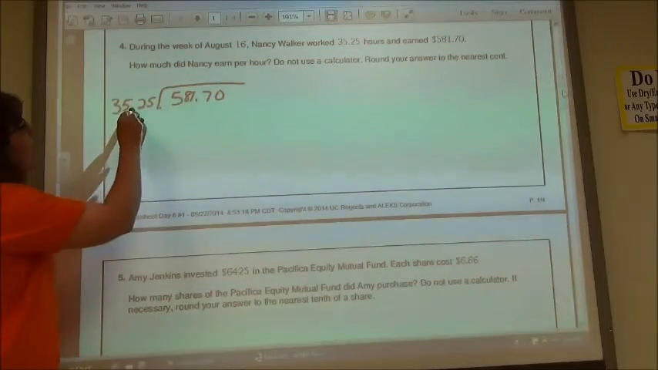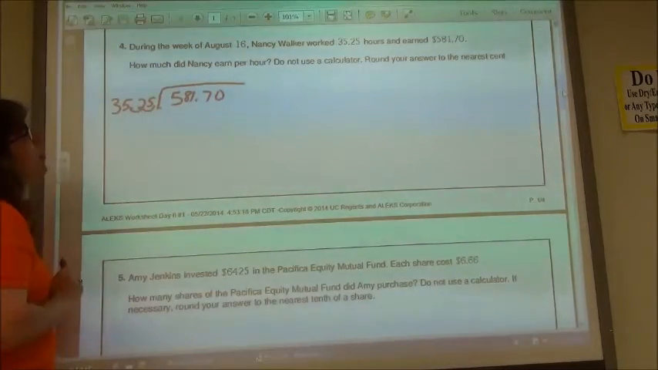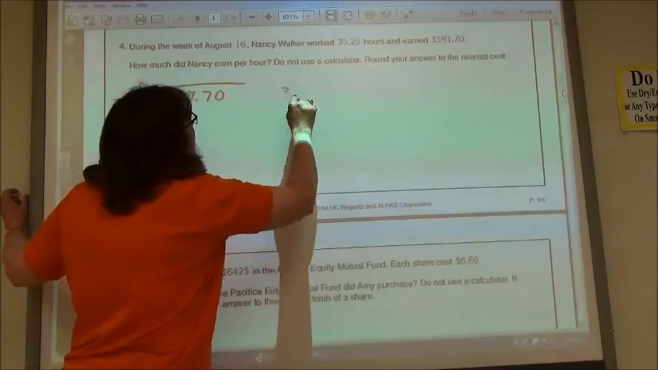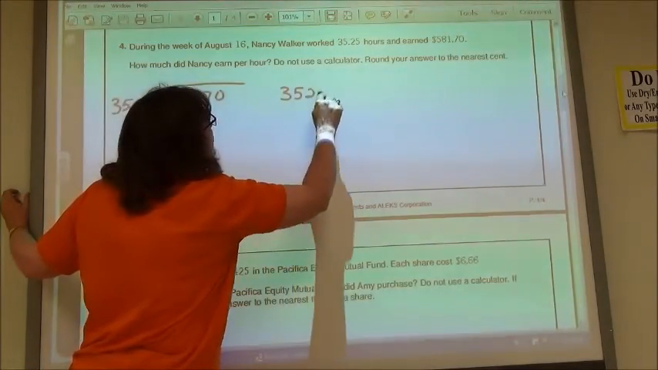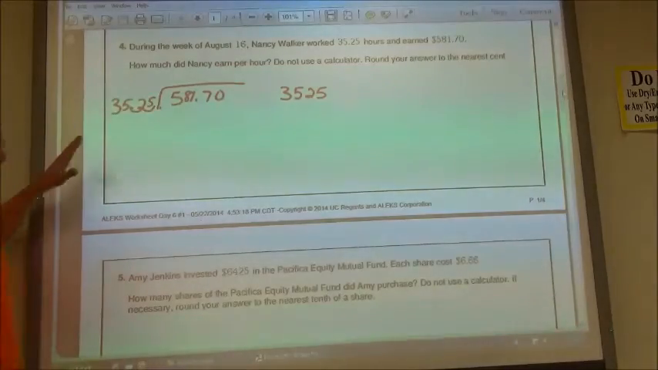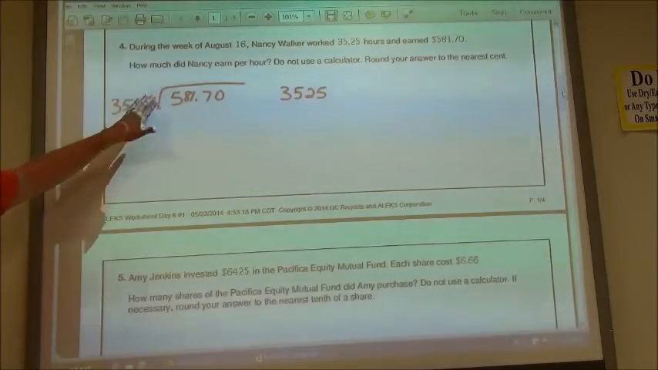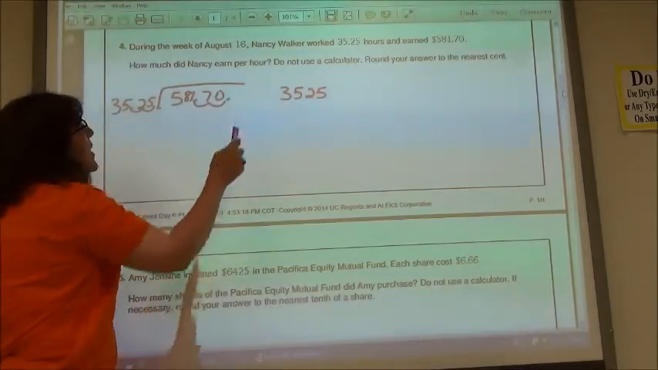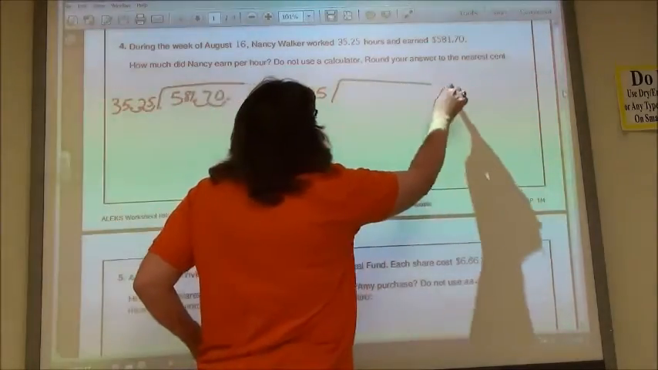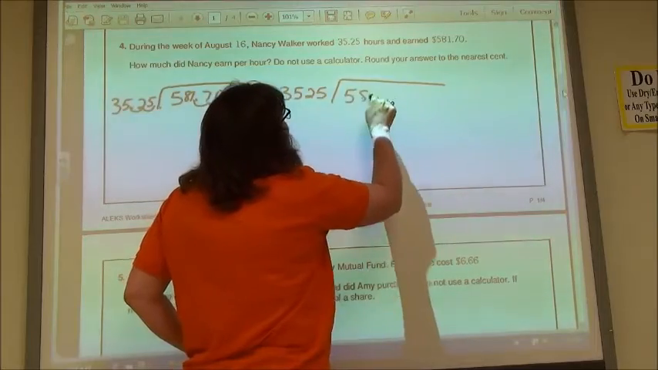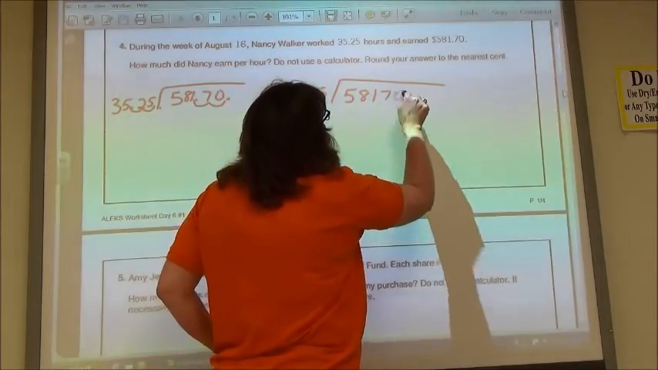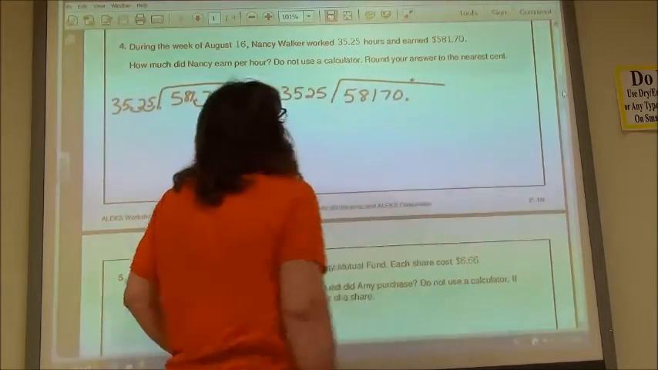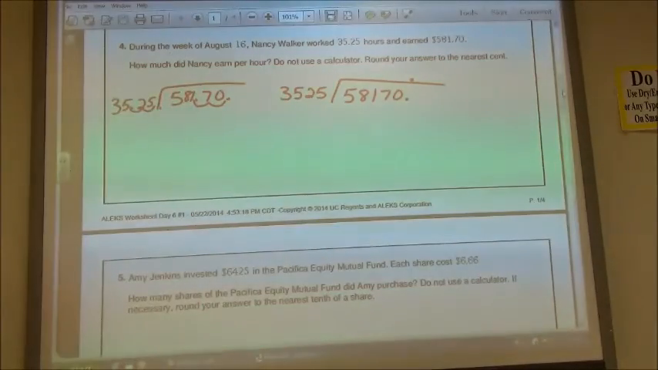So I'm moving my decimal 2 places, which is the same thing as multiplying by 100, making my divisor 3,525. If I move my decimal 2 places on my divisor, I also have to move my decimal 2 places here. So 2 places over puts it right after the 7. So I'm going to have 58,170 decimal point.